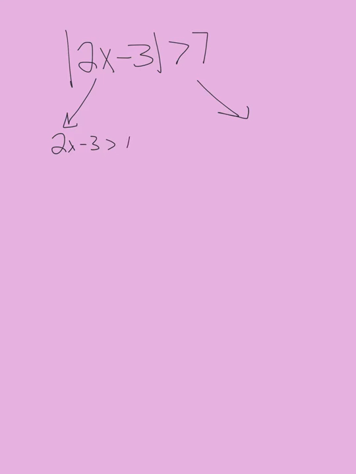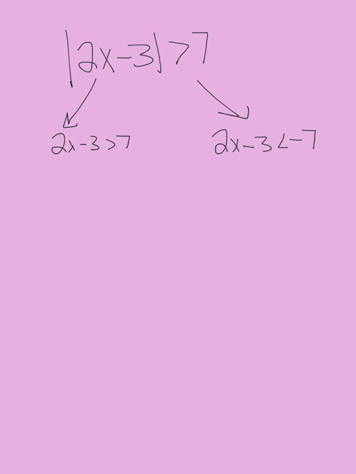Okay, so we are going to be solving an absolute value inequality, and the equation that we're using is the absolute value of 2x minus 3 is greater than 7. The first thing we're going to want to do is set up two equations. So our first equation will be 2x minus 3 is greater than 7, and our second equation will be 2x minus 3 is less than negative 7. Notice how we change the signs.